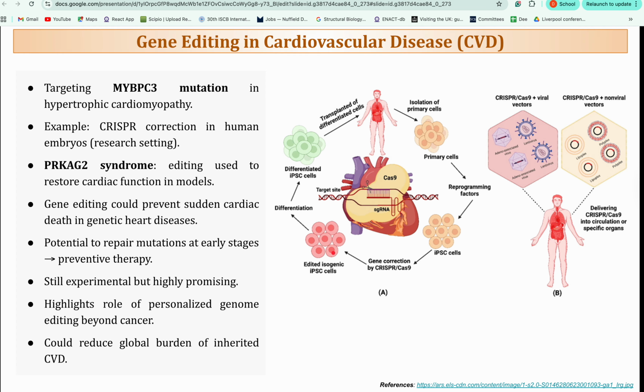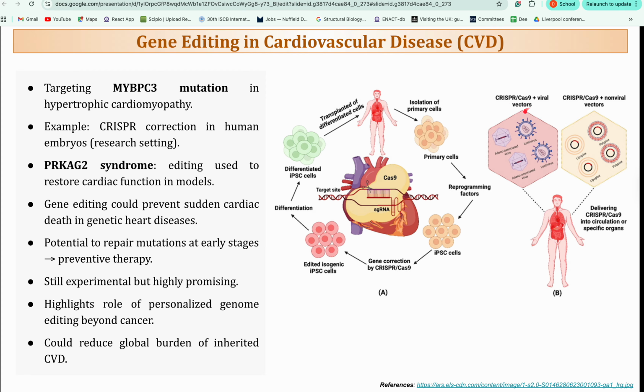Because we have performed the editing at the level of genes, we can differentiate them, and differentiated iPSCs can further be transplanted into the patient. So this is how, with the help of CRISPR-Cas9, we can perform the gene editing, and we can perform it at the early stages also to reduce the cardiovascular disease symptoms.